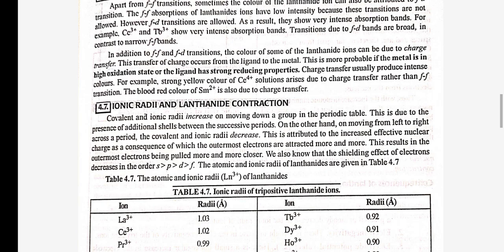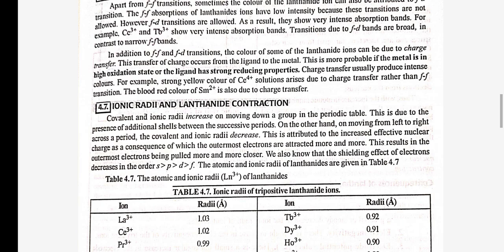On the other hand, on moving from left to right across a period, the covalent and ionic radii decrease. This is attributed to the increased effective nuclear charge, as a consequence of which the outermost electrons are attracted more and more. This results in the outermost electrons being pulled closer and closer. We also know that the shielding effect of the electrons decreases in the order s > p, p > d and f.